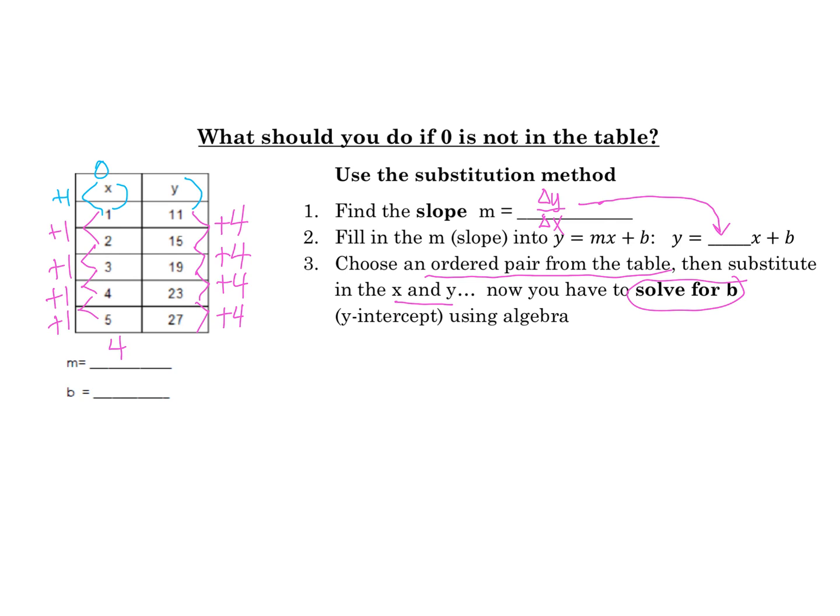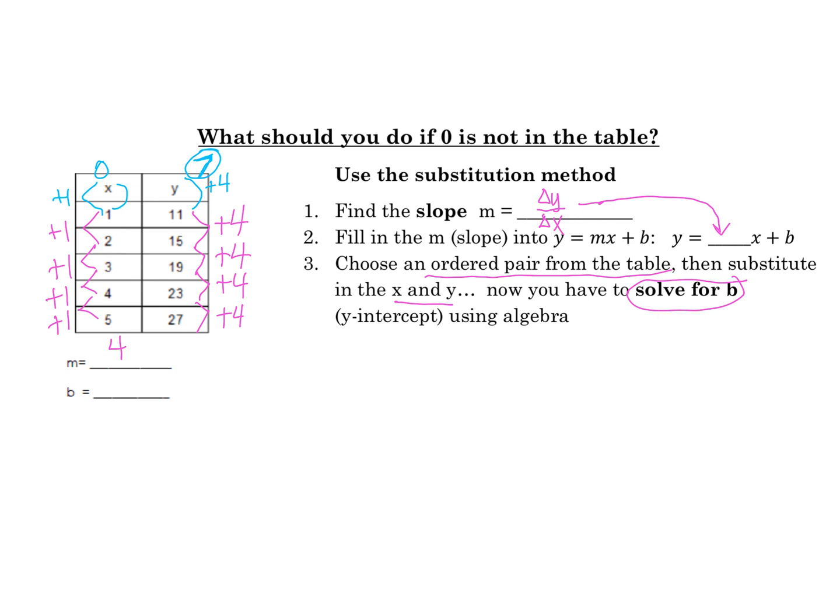And so subtract 4 from 11. So it should be 7, okay? Because then if I look at that, 7 plus 4 gives me that 11. So it looks like my y-intercept is 7. Now, let's say this table was not as easy. Let me go ahead and walk you through these steps.